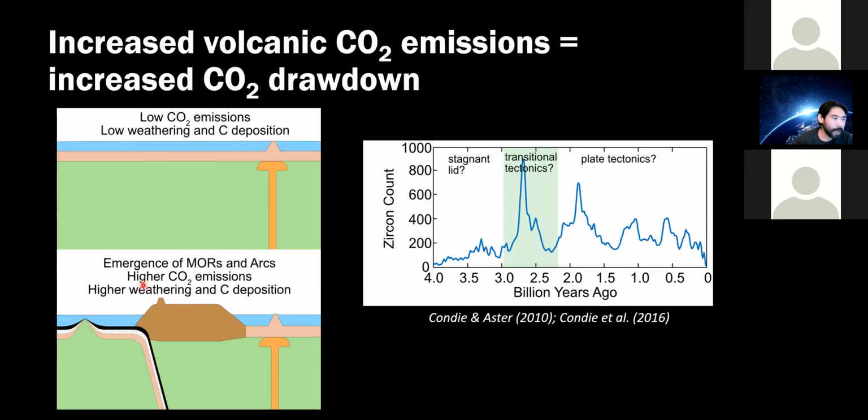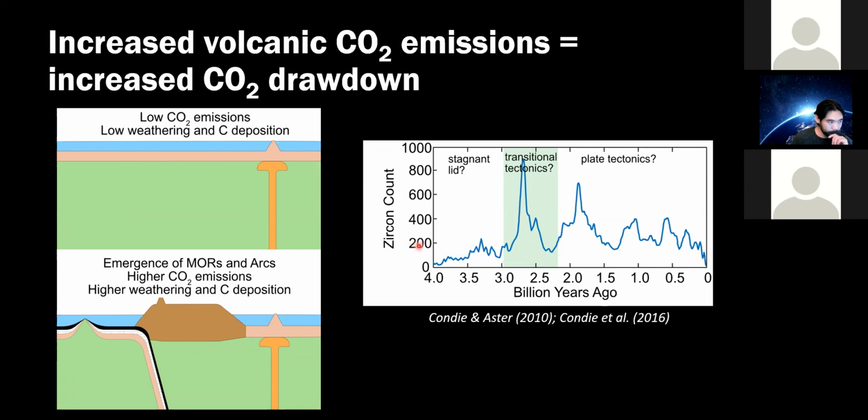And so another possible mechanism to increase CO2 emissions is perhaps this transition from something like a stagnant lid, where we only have these volcanoes fed by mantle plumes, to something like a more modern plate tectonics, where we have these long mid-ocean ridges and long arc volcanoes, in addition to these more ocean island volcanoes. And so if we have the birth of much more volcanic settings, we could perhaps get increased CO2 emissions.